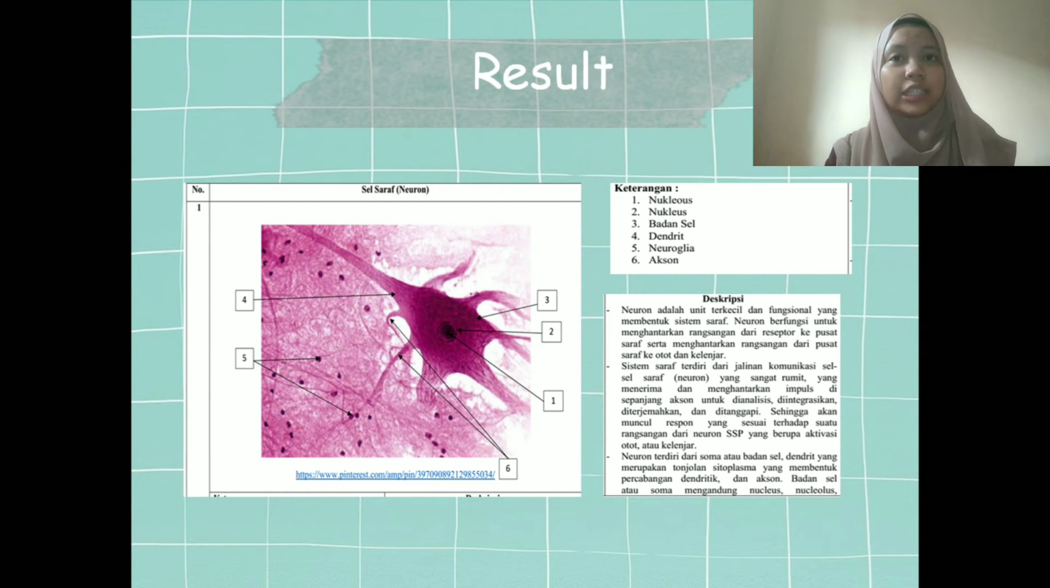Okay, the next section is result. You can see my lab report about neuron cell. Number 1 is nucleolus, second is nucleus, third is body cell, 4 is dendrite, 5 is neuroglia, and 6 is axon. And above, there is description. Okay, we will see the description.